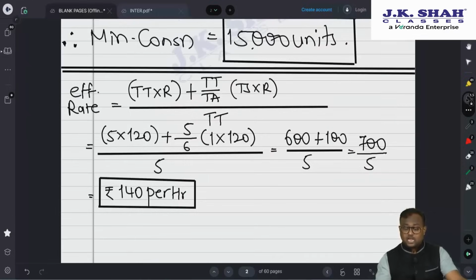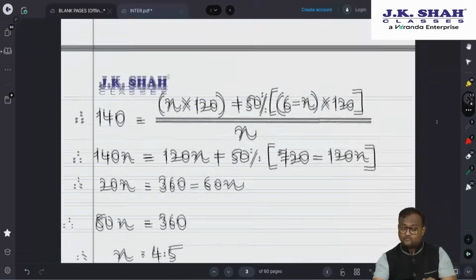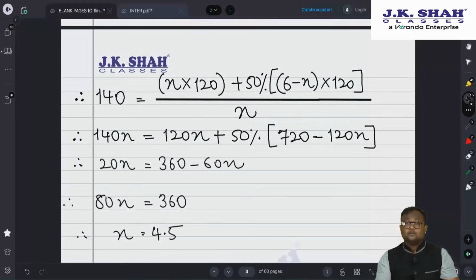You understood this? Hourly rate, effective rate is total labor cost divided by time taken. It is 140. I want to maintain 140. And time taken is to be revised. I assume time taken to be x. Time taken has to be lesser than time allowed. Then only there will be a bonus. There will be a time saved. So 6 minus x is time saved into 120 is the hourly rate. 50% of it will be given. So x should be 4.5.